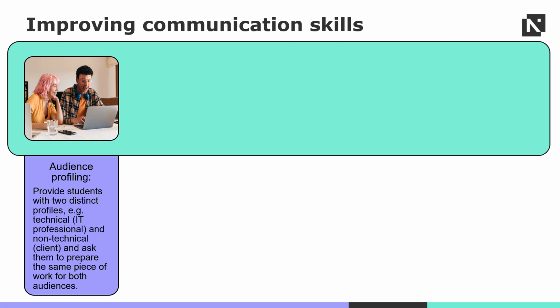So tailor the communication to different audiences. So provide students, for example, with 2 different profiles, one for a technical audience, such as a software developer or an IT professional, and one for a non-technical audience, such as a business executive or client with little technical knowledge. Students could prepare the same piece of work, so something like explaining a software solution or project, and modify it for both audiences. They should simplify technical jargon for the non-technical audience while adding more detailed technical explanations and industry-specific terms for the technical audience.